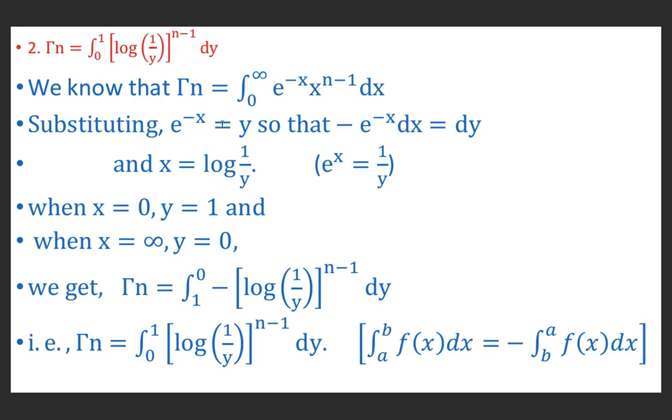Because e raised to power minus x is y, therefore e raised to power x equals 1 upon y. If we take log on both sides, x is equal to log 1 upon y, because log e is 1. Here the limits are from 0 to infinity.